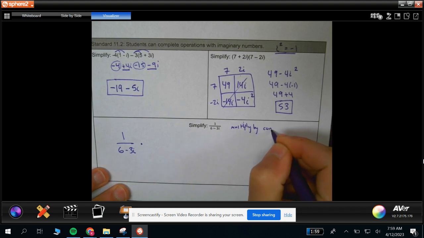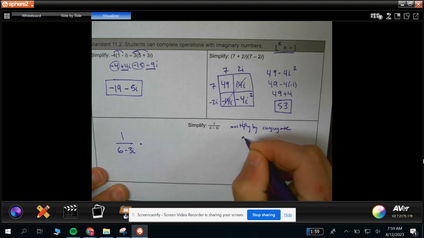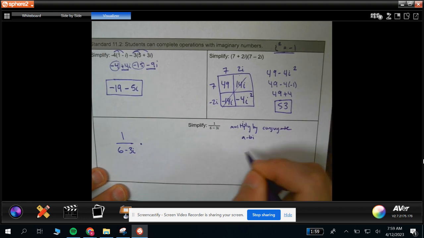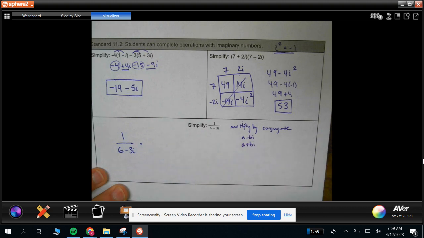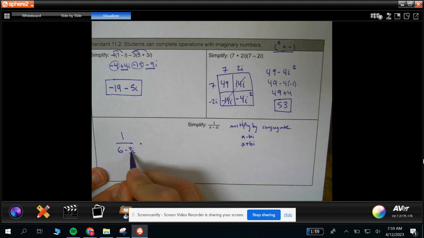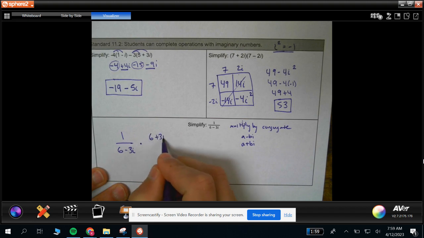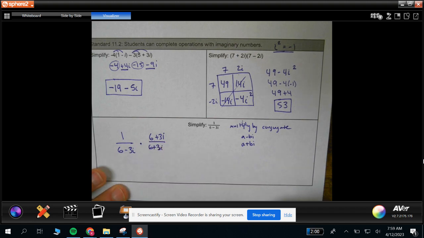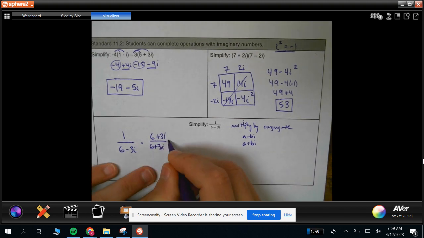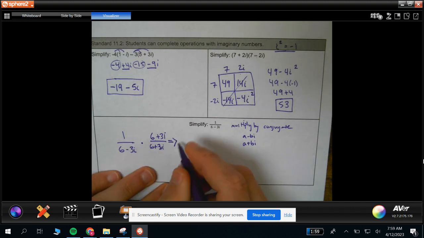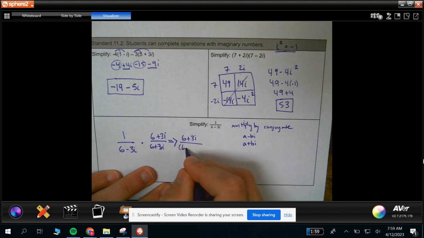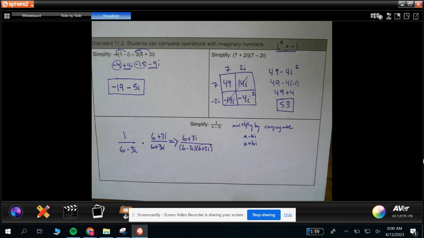Remember conjugates: if one is a minus bi, then the conjugate is a plus bi. Change that sign. So the conjugate of 6 minus 3i is 6 plus 3i. Now we have to multiply by 1, so we don't change the expression at all. So we multiply by 6 plus 3i over 6 plus 3i. Well, that times 1 is just 6 plus 3i. And now I get this on the bottom: 6 minus 3i times 6 plus 3i. Well, that's kind of like what we just did right here. Let's make an area model.